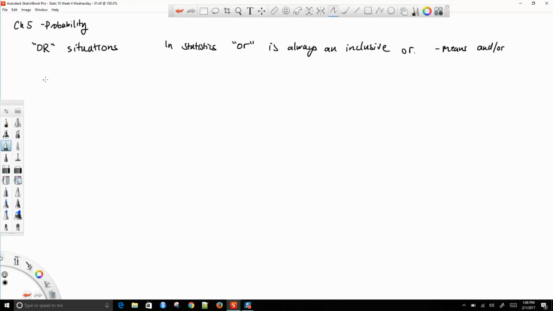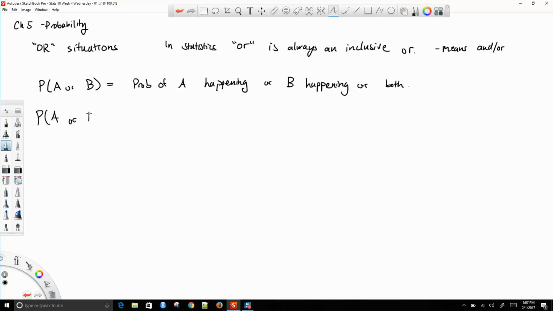Okay, so when we say something like the probability of A or B, this is the probability of A happening or B happening or both. And we would say that the probability of A or B is equal to the probability of A plus the probability of B minus the probability of A and B.